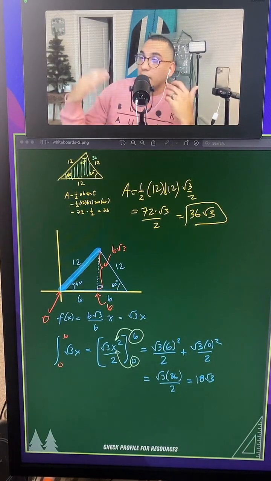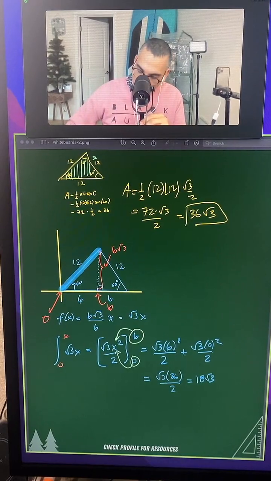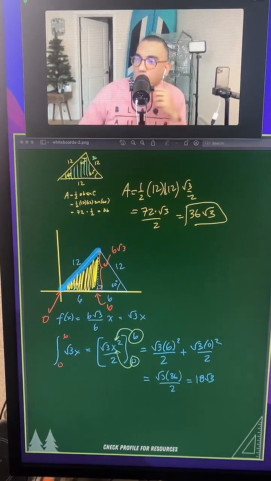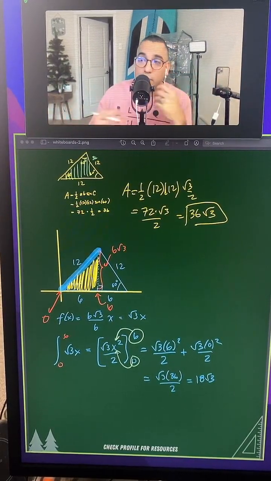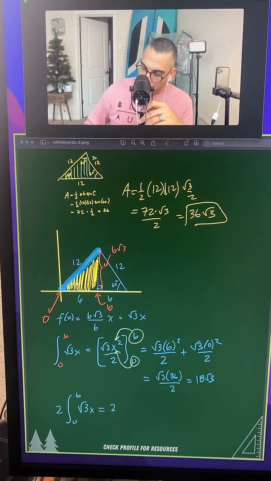Now, if you notice, I only found the area of half of the triangle, which is this one. I'm going to color it in yellow. I only found half of the triangle. So all I have to do now is multiply it by 2, and guess what? I get that the area of this whole thing, when I multiply it by 2, we already know it's 2 times 18 root 3.